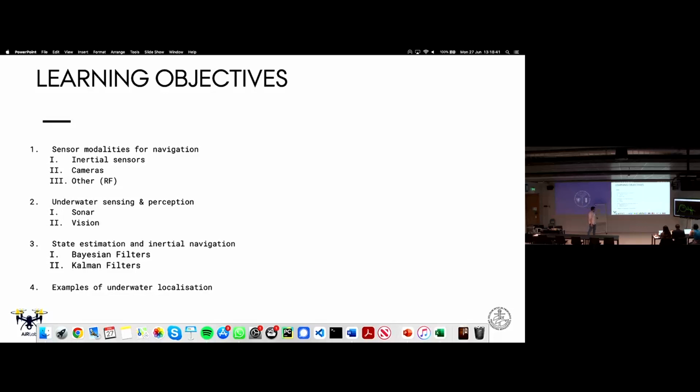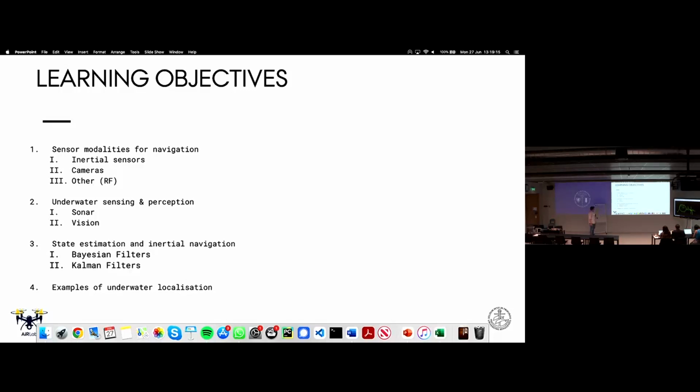Learning objectives. What I want to cover today. I want to initially talk about sensor modalities for navigation. This is going to be a more general understanding of navigation. So I'm going to talk about anything that's being used, for example, in any kind of drone, UAV, and even human localization. And then I'm going to go more specifically into underwater perception. So we're going to cover sonar, we're going to cover vision. This should take right about 40 minutes, maybe half an hour.